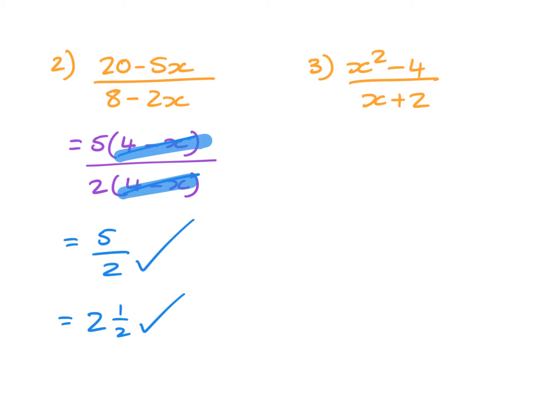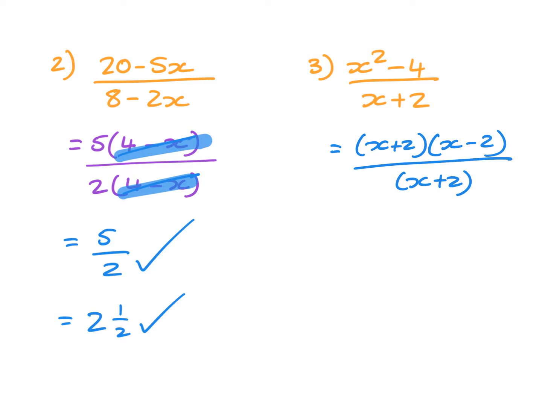How did we go with question 3? I know this is in fact a perfect square. I can rewrite it as x plus 2 in the one bracket, x minus 2 in the other bracket, all over x plus 2. Now, do we see something that is common? Yes, we do. x plus 2 and x plus 2 are common, therefore I can cancel those two out, and my answer is going to be x minus 2.